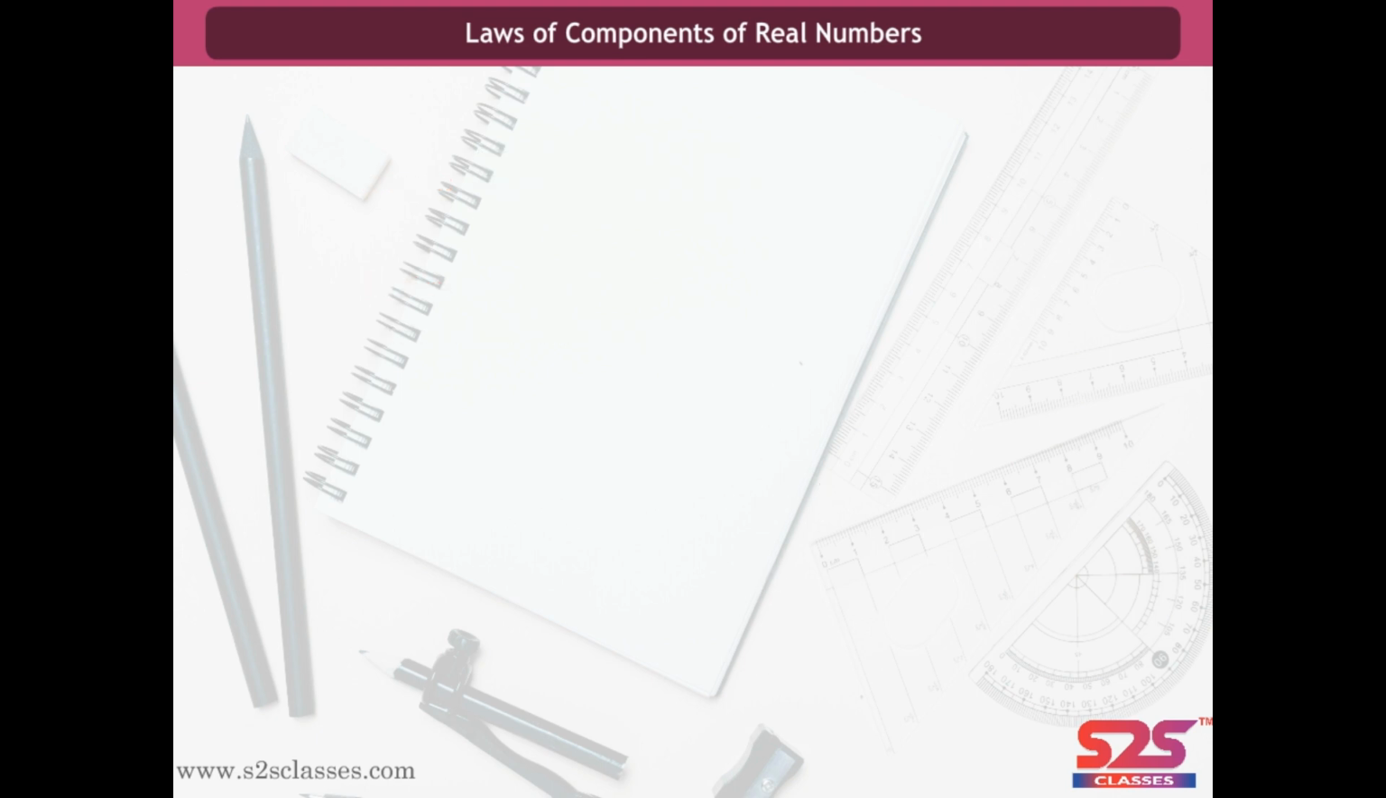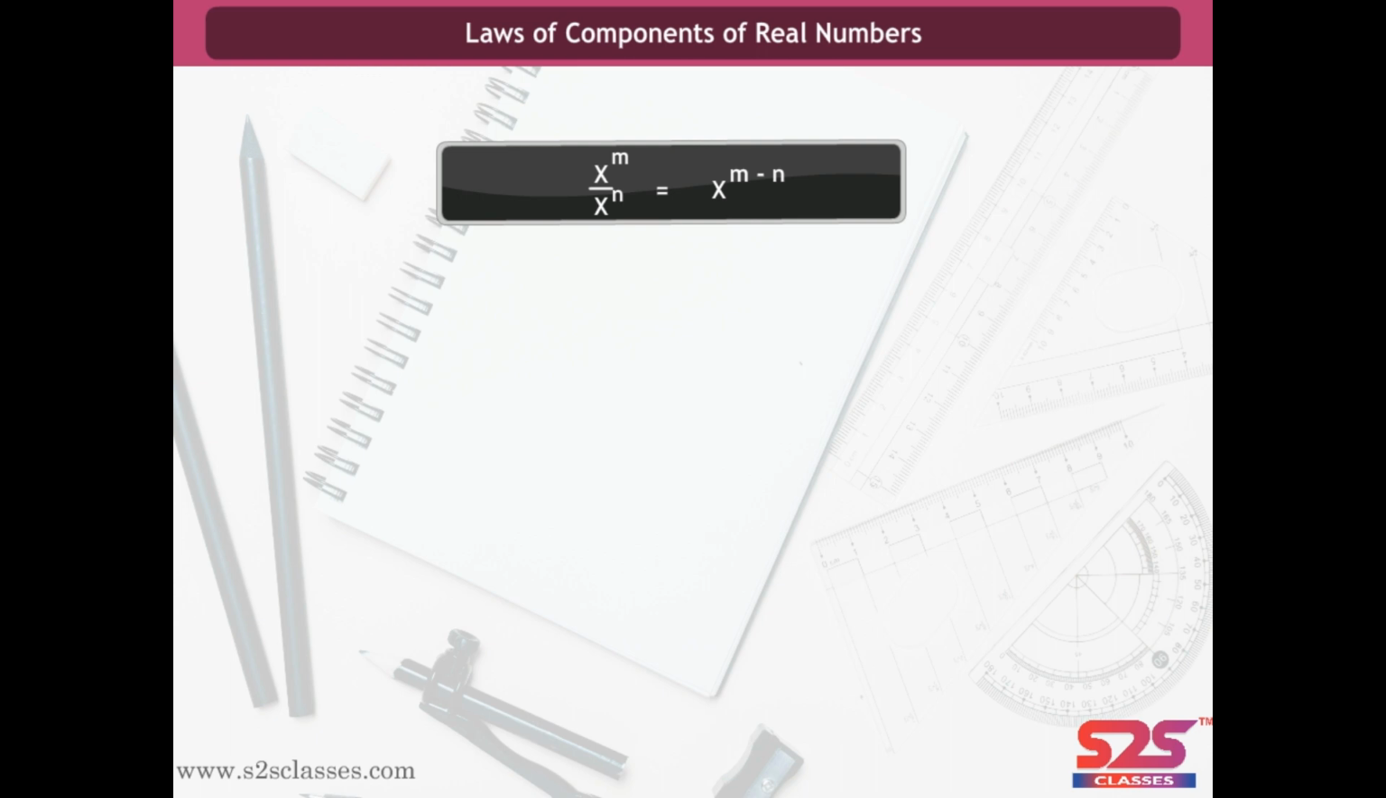Now the second law that we are going to study is x raised to the power m divided by x raised to the power n is equal to x raised to the power m minus n. This means if two or more numbers with the same base are divided, then the answer is the base raised to the higher exponent minus the lower exponent. Let us understand with the help of an example. Simplify 7 raised to the power 1 by 5 divided by 7 raised to the power 1 by 3. Solution: we have 7 raised to the power 1 by 5 divided by 7 raised to the power 1 by 3 is equal to 7 raised to the power 1 by 5 minus 1 by 3, which is equal to 7 raised to the power minus 2 by 15.